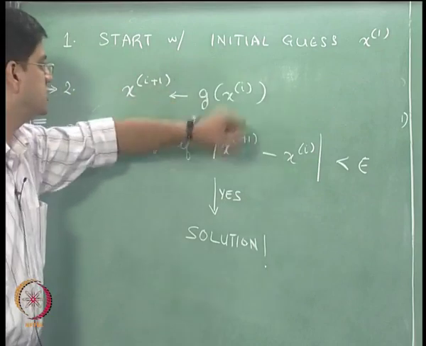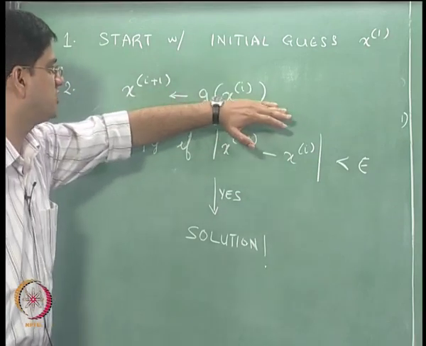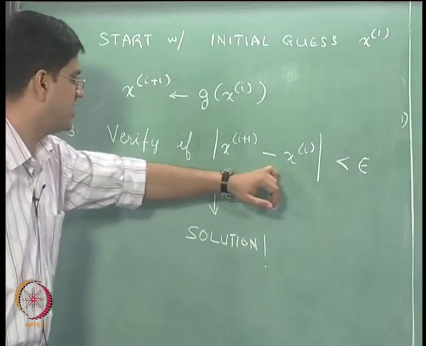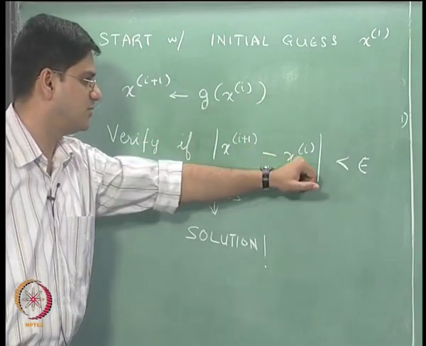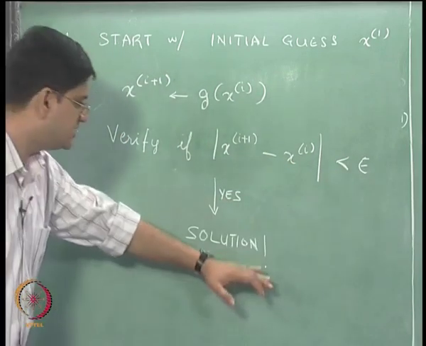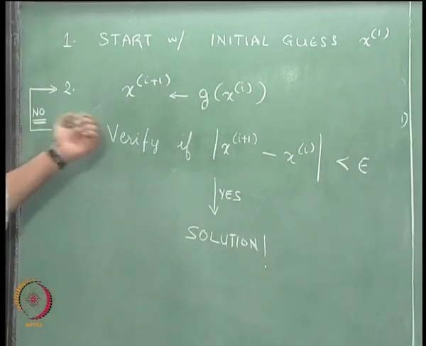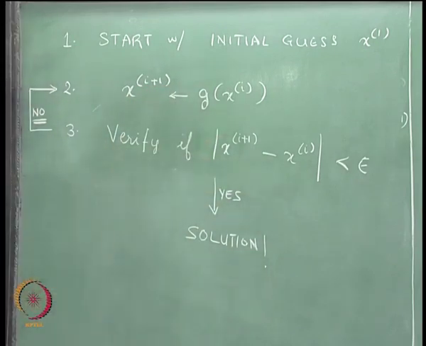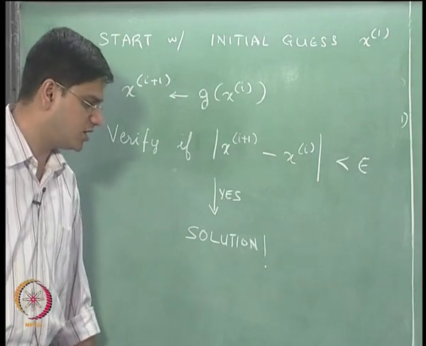So we start with an initial guess, we use g of x I and assign it to x I plus 1, and verify whether x I plus 1 minus x I is less than epsilon. If it is, indeed the solution is reached. If it is not, the solution is not reached, and we keep continuing this particular method over and over again.